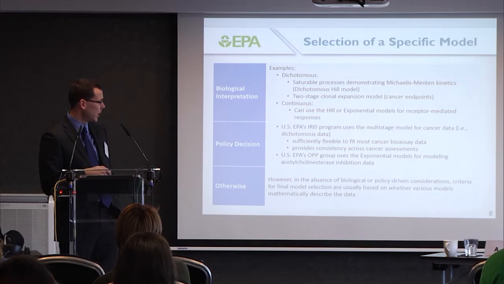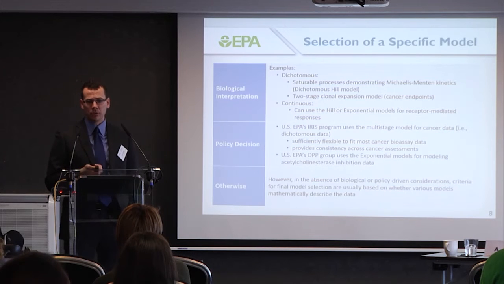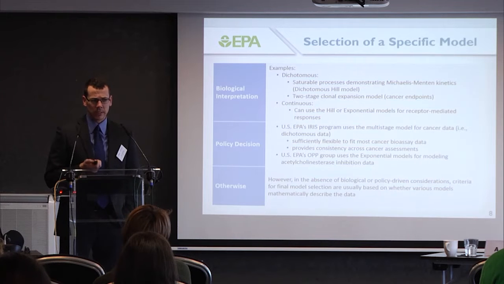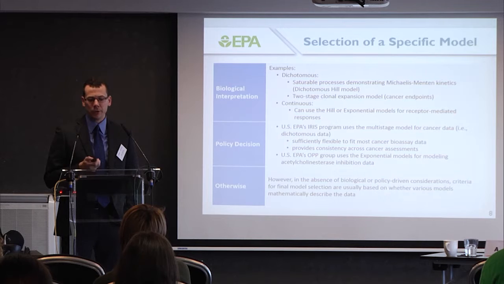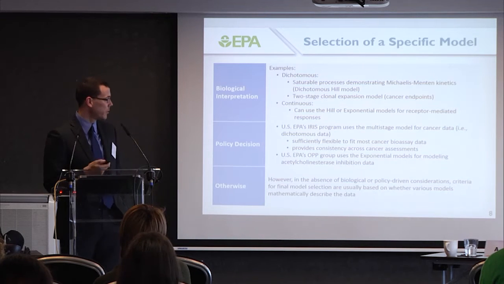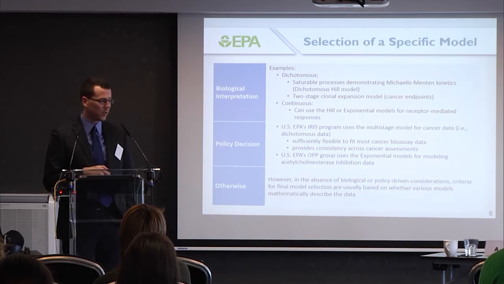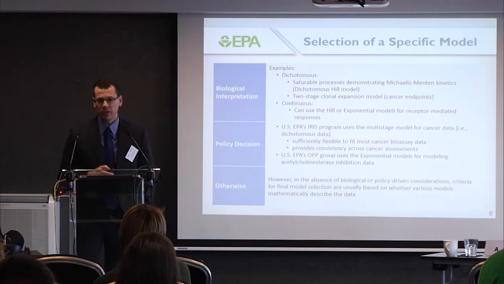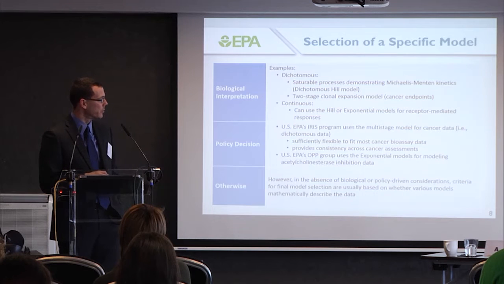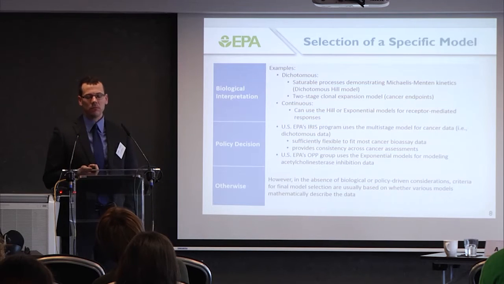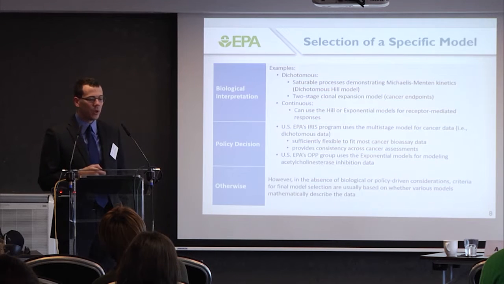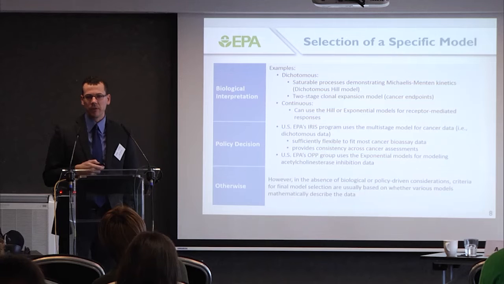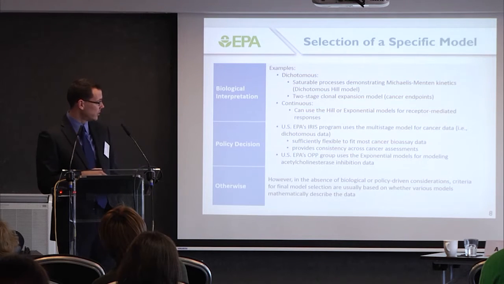EPA's Office of Pesticide Programs preferentially uses the exponential models when modeling acetylcholinesterase inhibition data, because they did a fairly large comparison study using different models and showed that the exponential models gave the best results and performed better than the other models. So they just made a policy decision, and they don't use any other continuous models for that type of data. But often you're not going to have that policy decision or the biological consideration. So modeling is just a mathematical effort where you fit a set of models against your data.